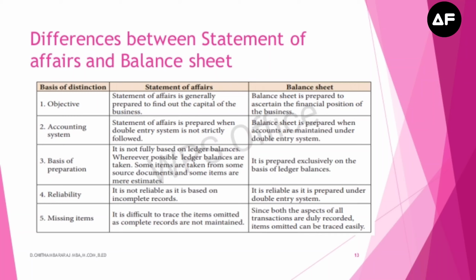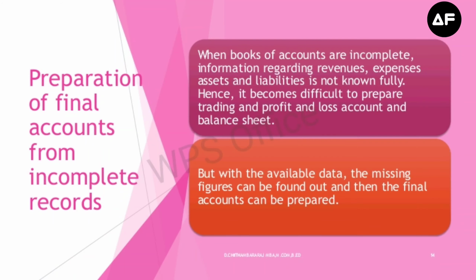Thirdly, the basis of preparation. It is not fully based on ledger balances. Some items are taken from source documents also, whereas a balance sheet is prepared exclusively on the basis of ledger balances. Fourth point is reliability. The statement of affairs is not reliable as it is based on incomplete records, whereas a balance sheet is reliable as it is prepared on double entry system. Last point is the missing items. It is difficult to trace out the items omitted in a statement of affairs, whereas it is easy to trace them out in a balance sheet.